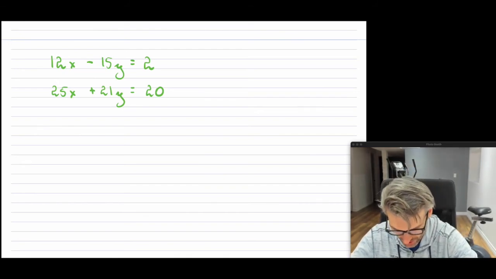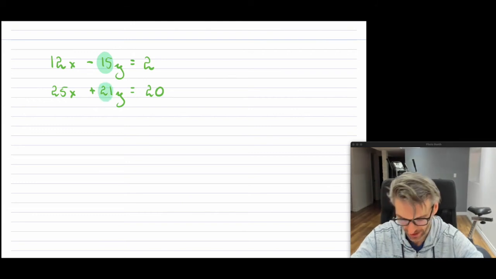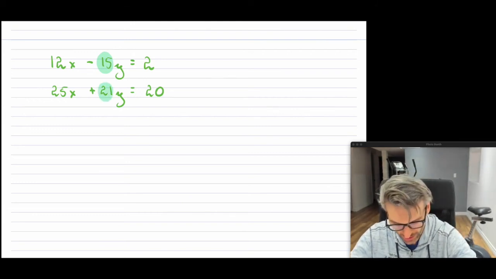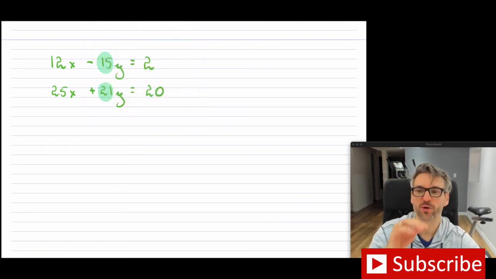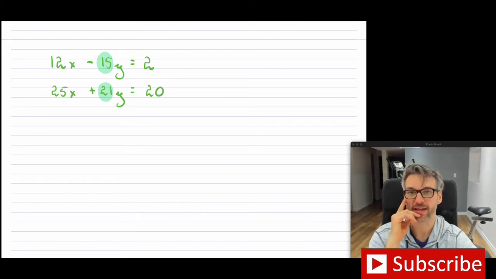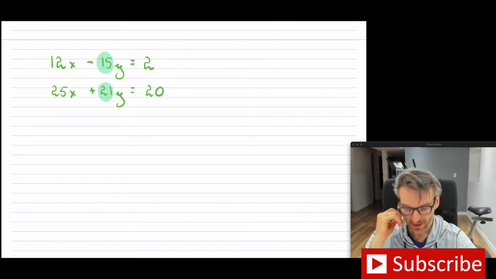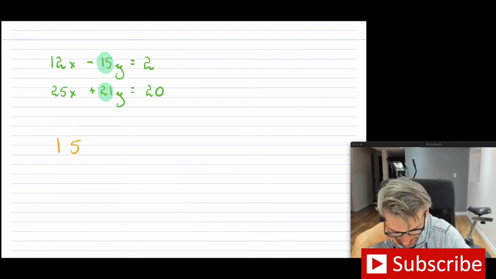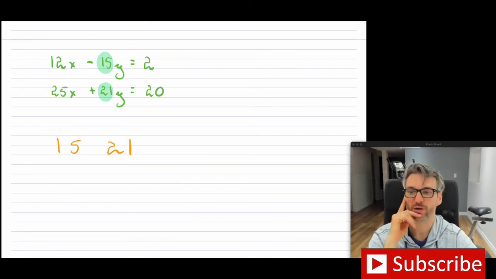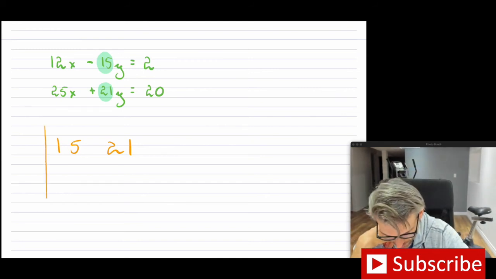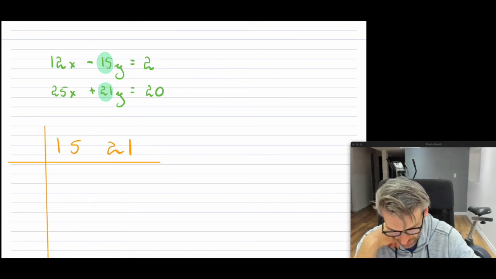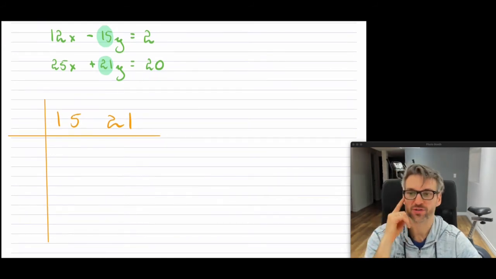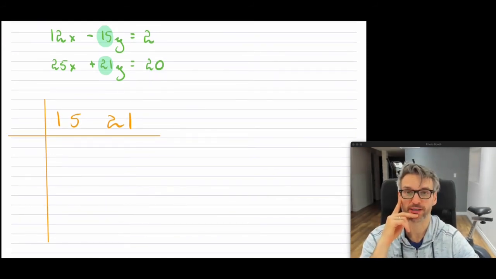So my two coefficients here are 15 and 21, or negative 15 and 21. In order to make them the same, again, I'm going to find the lowest common multiple. So between 15 and 21, what is the lowest common multiple? This one isn't as easy to see. And that's why I pointed out you can watch that link that I provided for you for the lowest common multiple. So I'm going to do it by prime factoring, just to see what the lowest common multiple is.